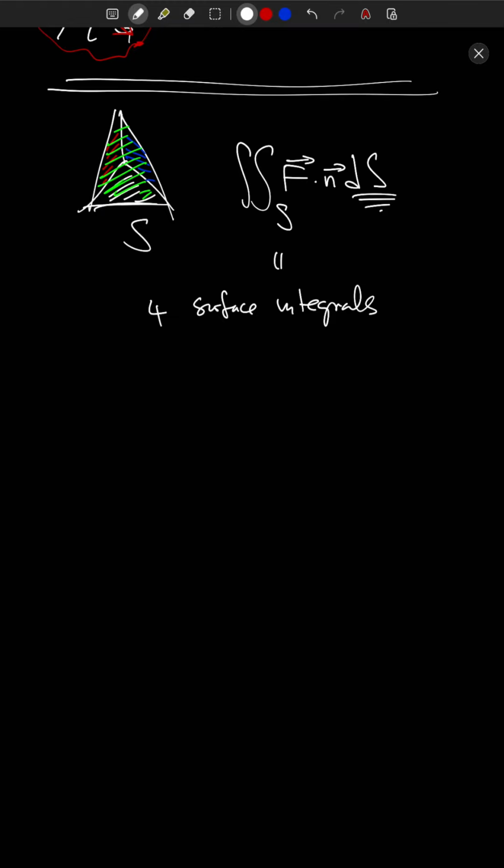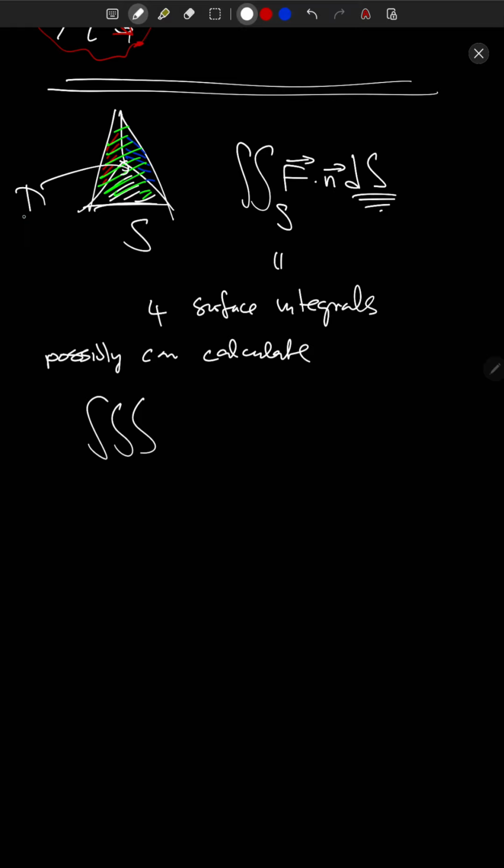So if you're asked to do this, an alternative option is that you can possibly calculate the triple integral over the interior of the tetrahedron of the divergence of F dV instead. All right. So in this case, it would just be a triple integral, which hopefully we're way more comfortable with, right?